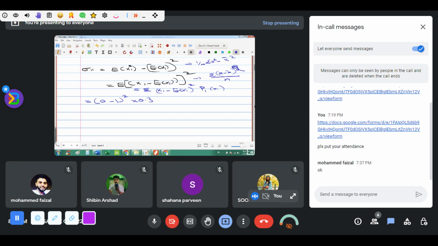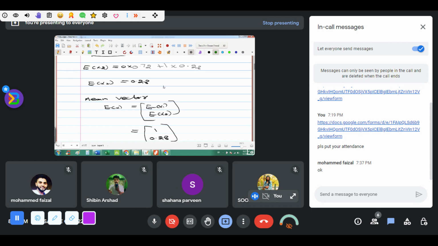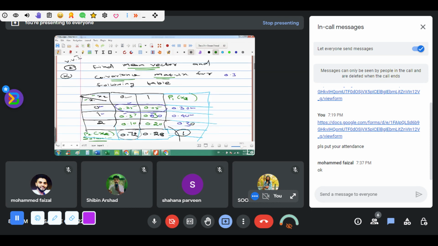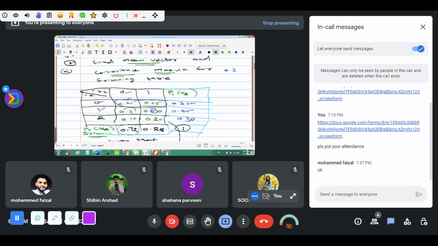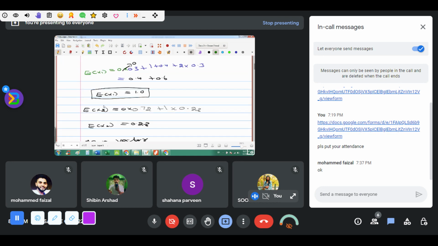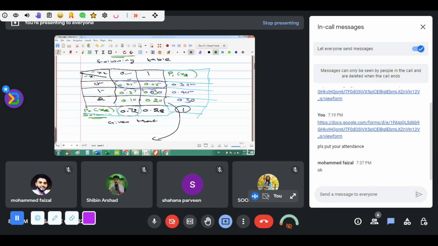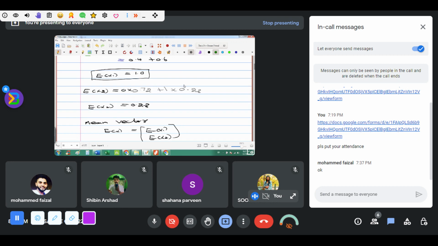Please, this is a very important calculation. If anything is not clear, please tell me once again and I will explain. This is the formula: x1 minus E of x1, the whole squared. Then what is the x1 value? In the main table, x1 is 0. So 0 minus E of x1. What is the E of x1 value? 1. Into what is the corresponding probability? 0.3. Same process I am writing here.